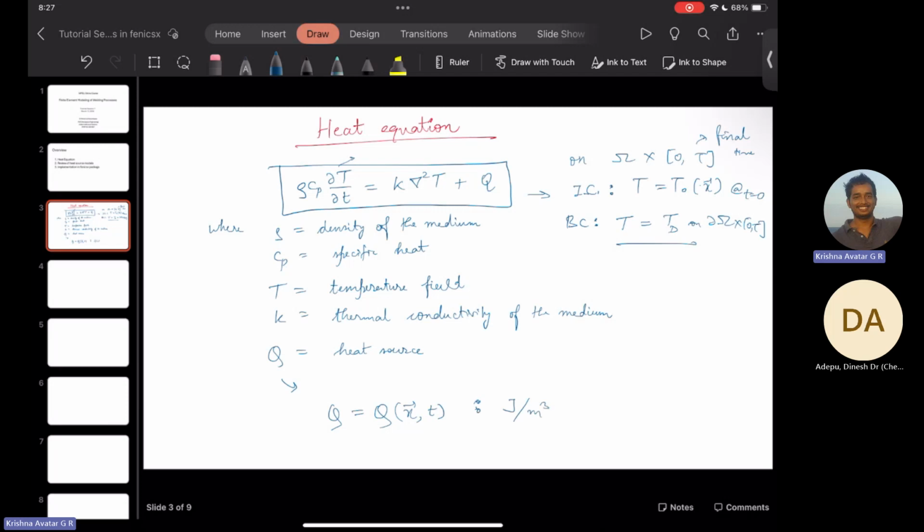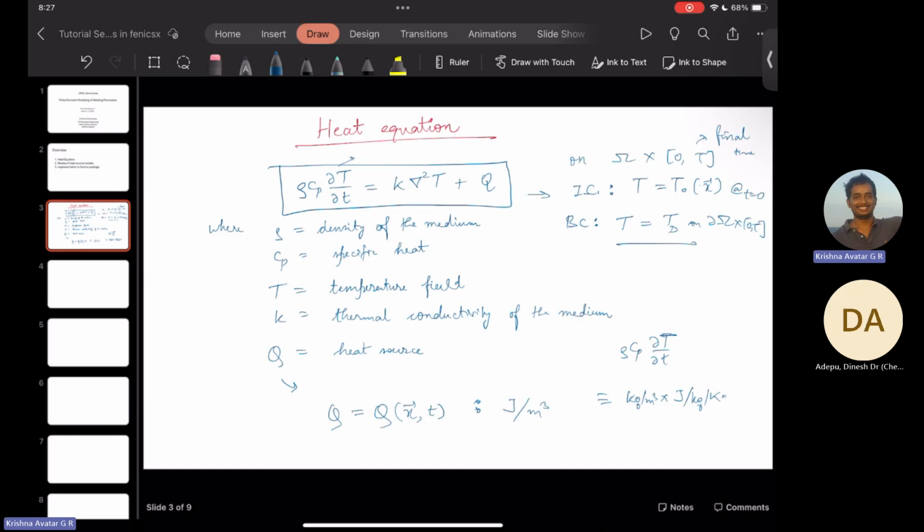Now let's just verify this. So we have rho Cp partial T by partial t. Let's try to get the units. Rho will be kg per meter cube, and Cp is usually joule per kg per Kelvin.